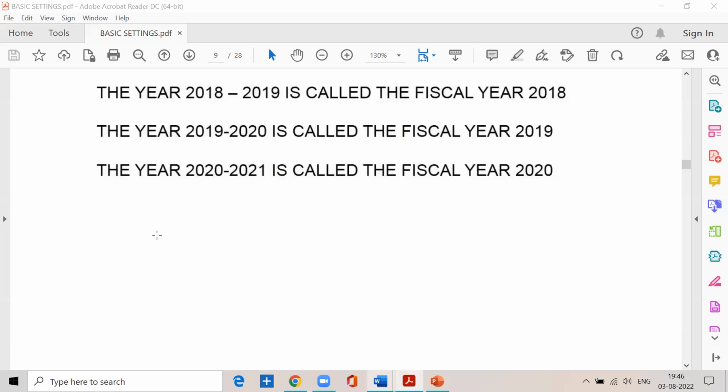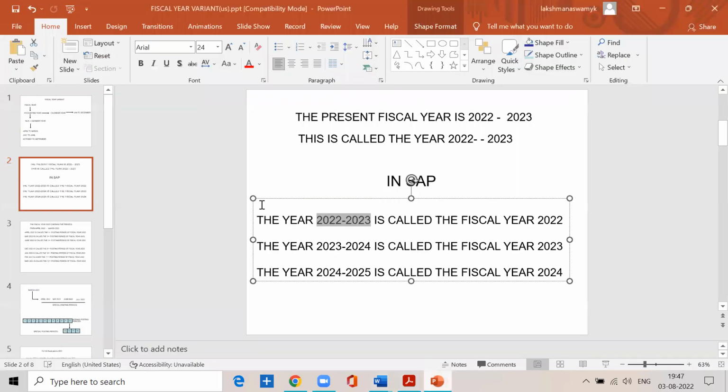Full stop. If equal number of months are falling in 2 calendar years, then the fiscal year is represented with the first calendar year.